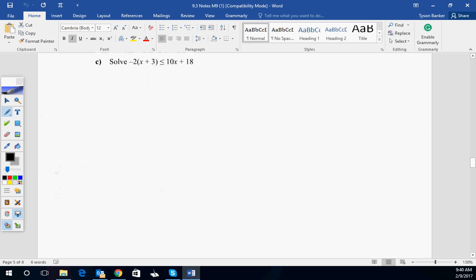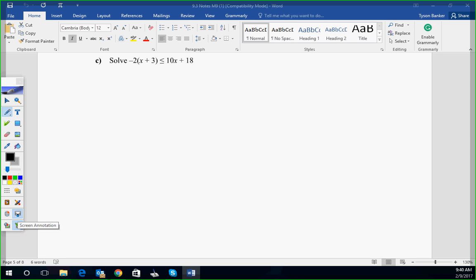All right. So this one, a step further. So now we have the distribution. As you can see, what they're doing in this section is they're taking all of your harder solving questions from we did earlier and putting them with inequalities now. So now we have to distribute the negative 2. Negative 2 minus 6 less than or equal to 10x plus 18.